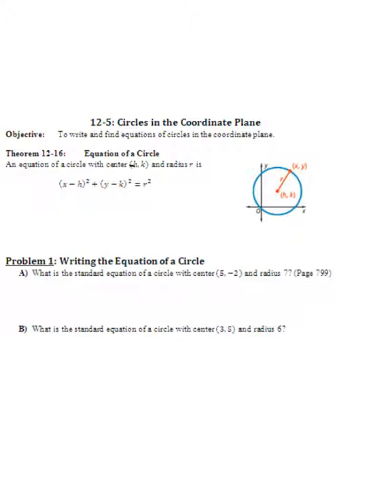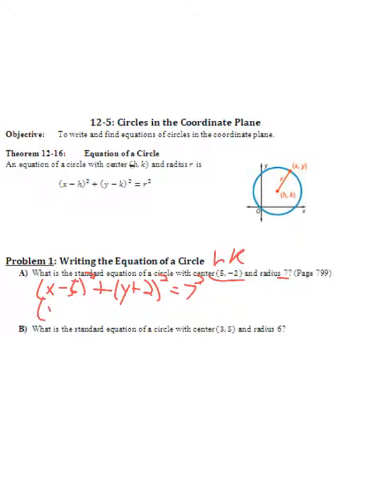So, for example, what is the standard equation of a circle with the center of (5, negative 2) and a radius of 7? So, here's my h, that's 5, k is a negative 2. So my equation is going to be x minus my x coordinate, (x minus 5) squared, plus y minus my y coordinate, well, it's minus a negative 2, so that turns it into plus 2 squared, and I'm going to set that equal to my radius squared.